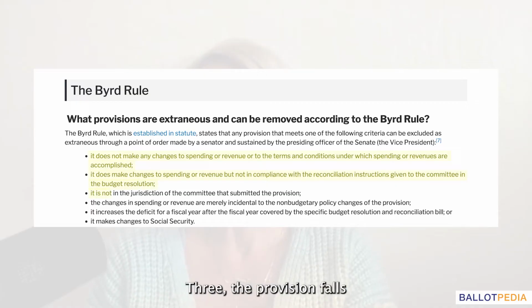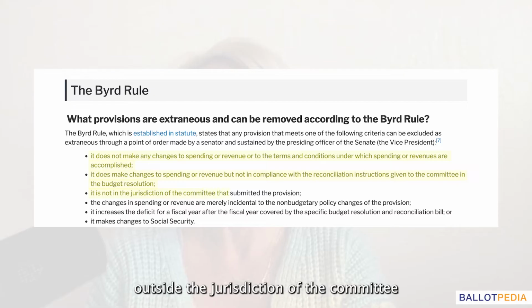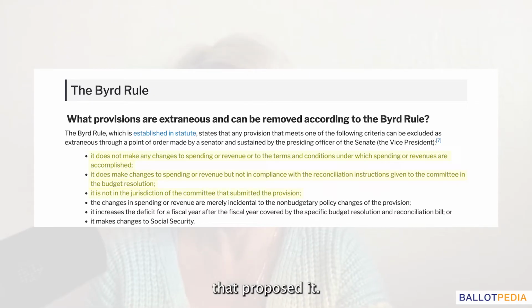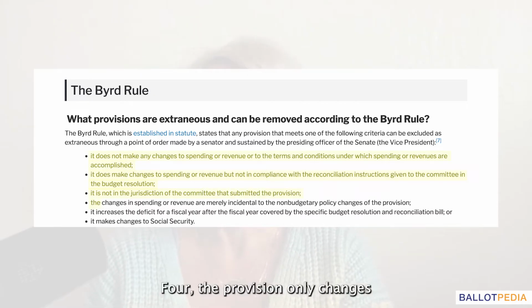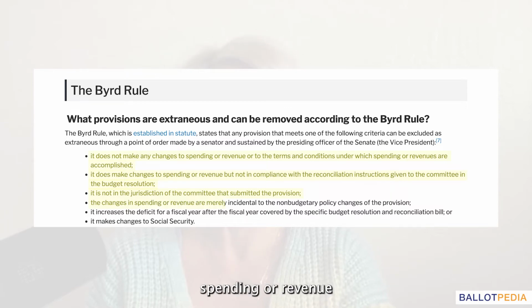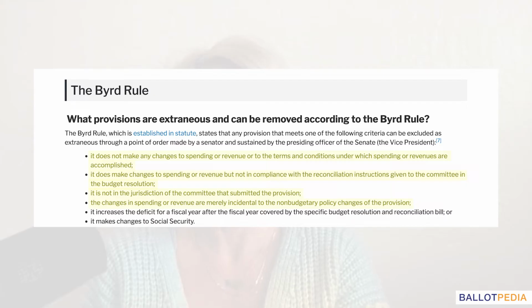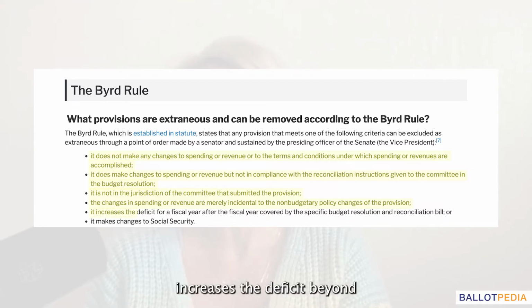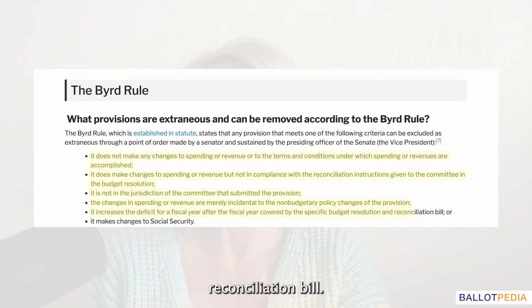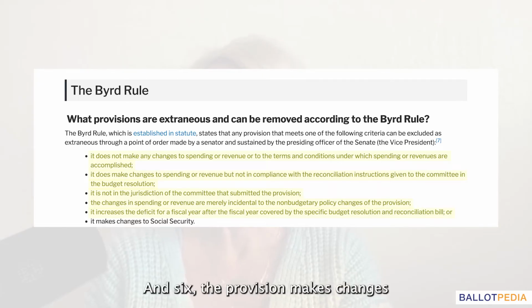3. The provision falls outside the jurisdiction of the committee that proposed it. 4. The provision only changes spending or revenue as a side effect of non-budget related policy changes. 5. The provision increases the deficit beyond the fiscal years covered by the budget reconciliation bill. And 6. The provision makes changes to Social Security.